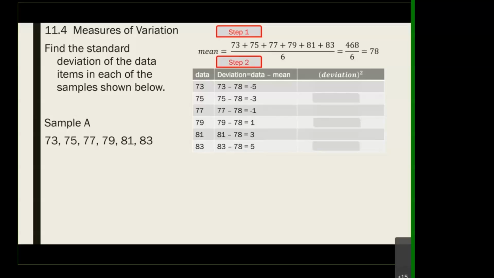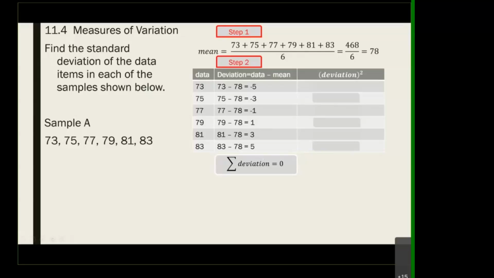Okay, that's step 2. Take the data minus the mean. Now, looking at this, as I mentioned to you last time, if you want to check your step 2, add up each of these deviations: -5, -3, -1, 1, 3, 5. They must add up to 0. They will balance out. There will always be some data above and some data below.